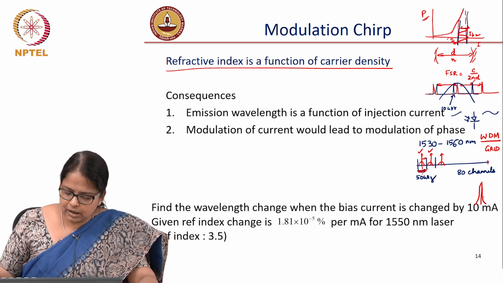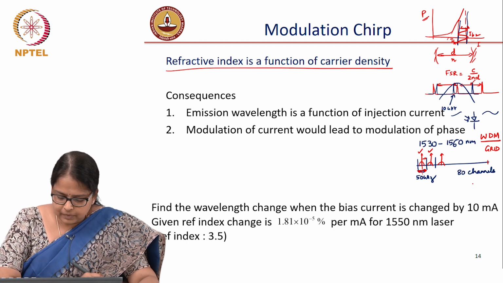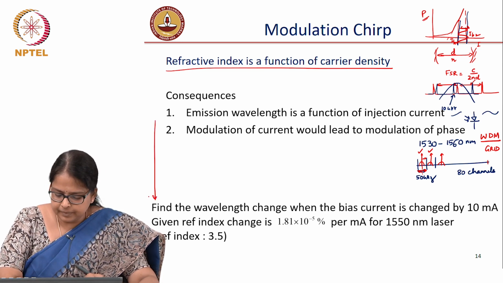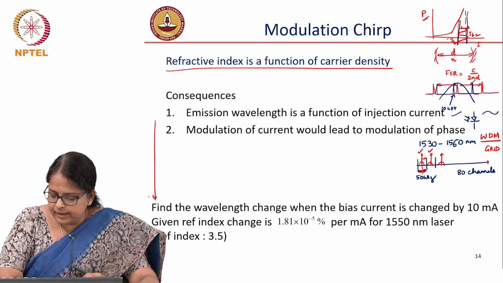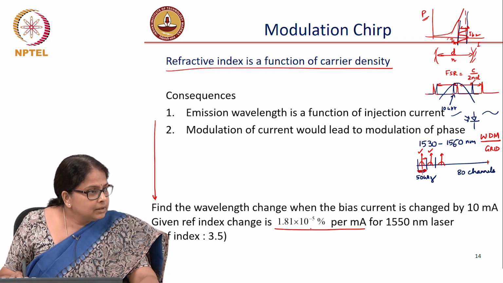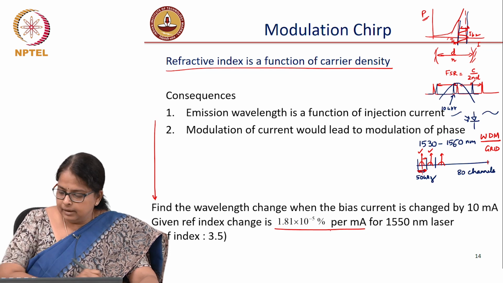Okay, so this was a problem. This is a problem you had to do, where you say this is related to the first case to get an idea of the order of magnitude. What is the wavelength change when the bias current is changed by 10 milliampere? Given refractive index change is 1.81 into 10 power minus 5 per milliampere. The change in refractive index is only this much, 10 power minus 5 for every milliampere, for a 1550 laser.